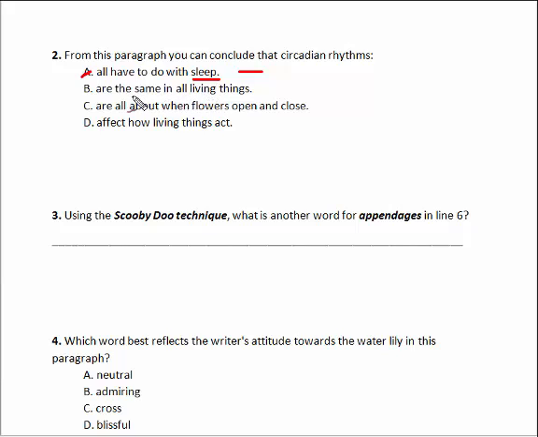It's not all the same because humans sleep, flowers open and close their petals, so that's not true. C says are all about when flowers open and close. That's incorrect because we saw earlier one of our examples was about humans and sleep. So that's incorrect. And D says affect how living things act. Circadian rhythm, it is an internal time clock. That's the correct answer. Boom. D.